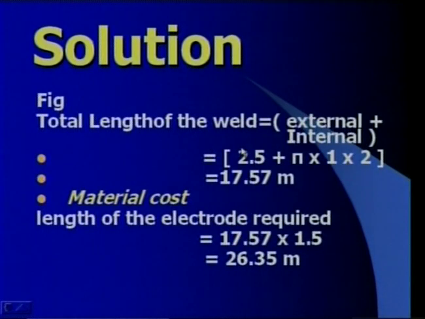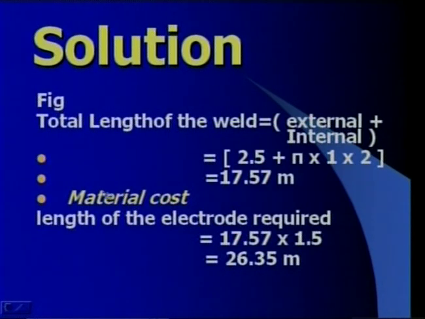Let us see in this figure, in this problem. Total length of the weld here we have taken, that is external plus internal of this cylindrical shell. So, here 2.5, that is length of the cylindrical boiler, plus pi into 1 into 2, we can get the total length of the weld, that is along the longitudinal seam as well as around the two circular plates we are going to weld. If we add up all these things, we will be getting 17.57 meters, that is total length.